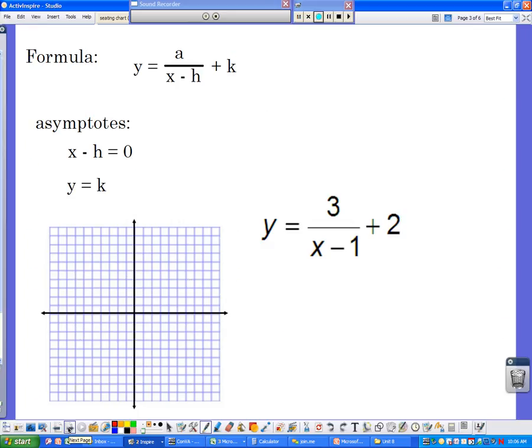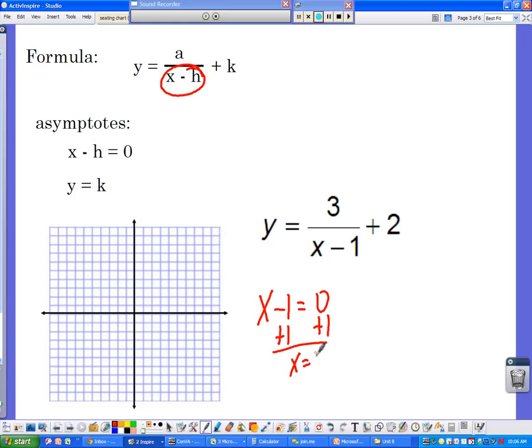Now the question is, how do you actually find these asymptotes when you have a graph? Make sure you have the formula written down: y equals a over x minus h, plus k. There are two asymptotes. The first one is x equals whatever the bottom of the fraction is. You set it equal to 0, because remember, the bottom cannot equal 0. In this example, to find the vertical one, I take the bottom of the fraction, x minus 1, set it equal to 0, and solve for x.